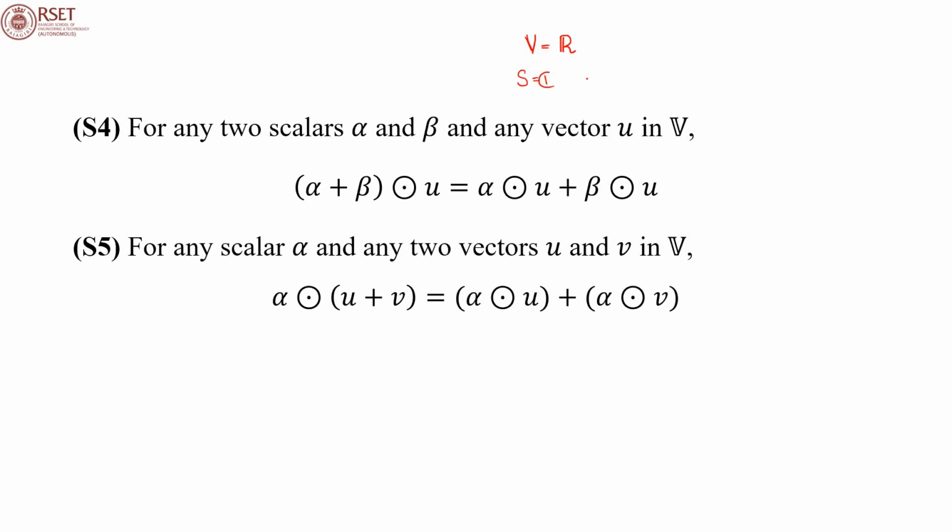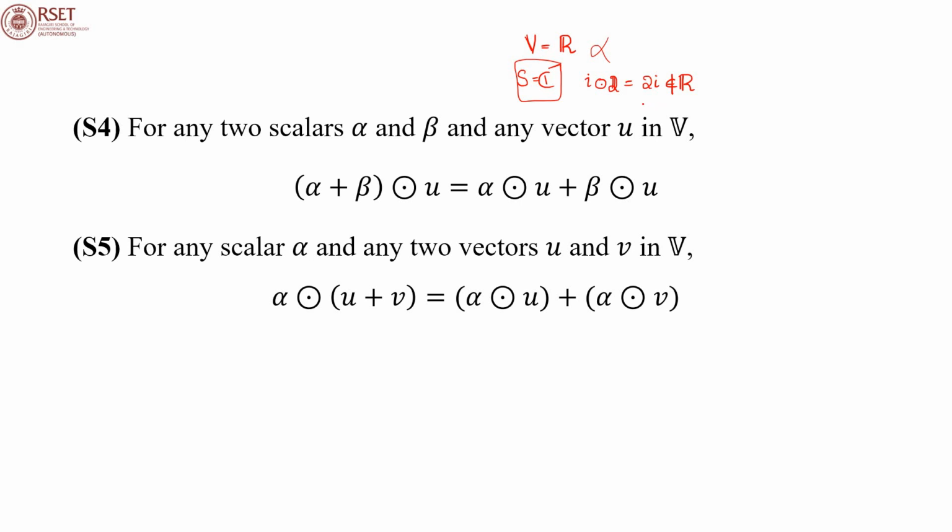Then consider the complex number i. Multiplying i by any real number, say 2, gives 2i, which is not a real number. So it does not satisfy S1. So the set of all real numbers is not a vector space when the set of scalars we consider are complex numbers.